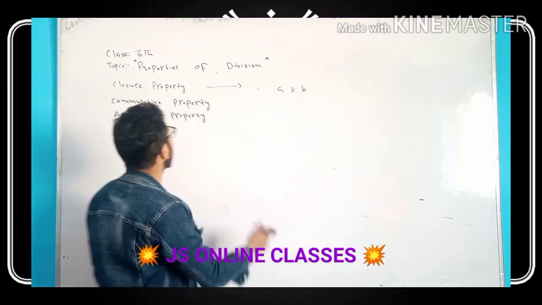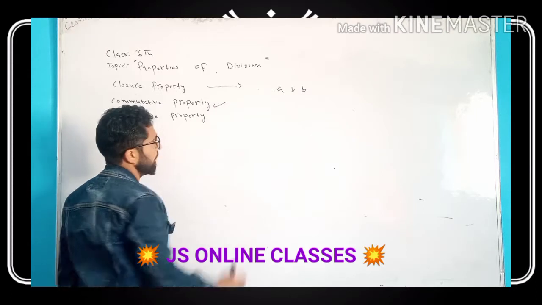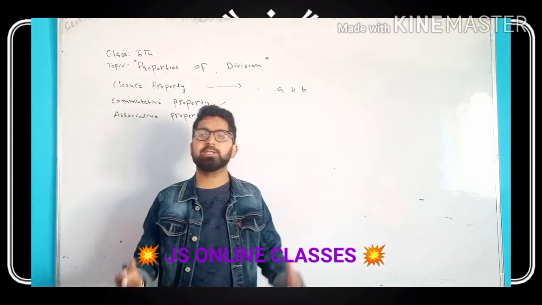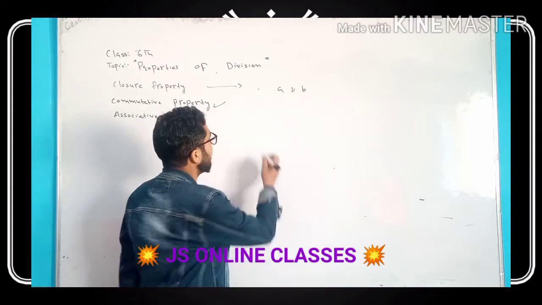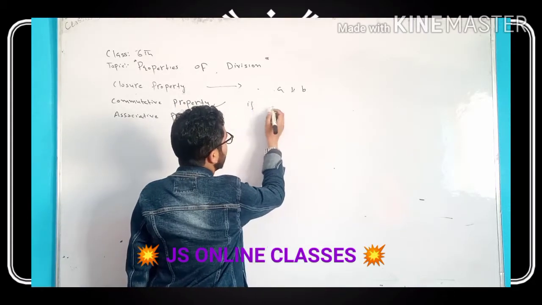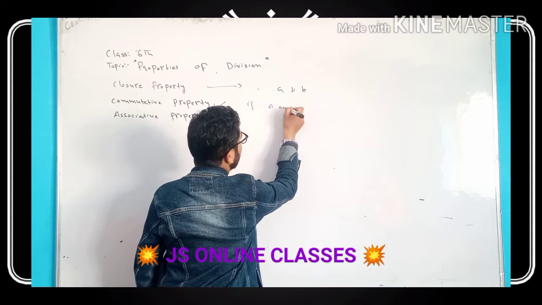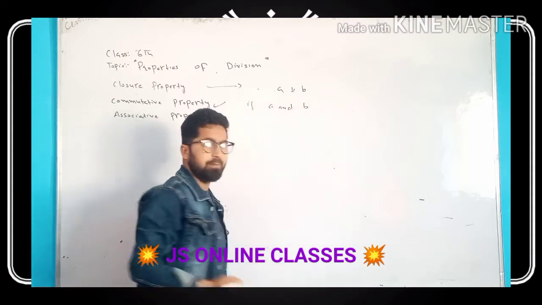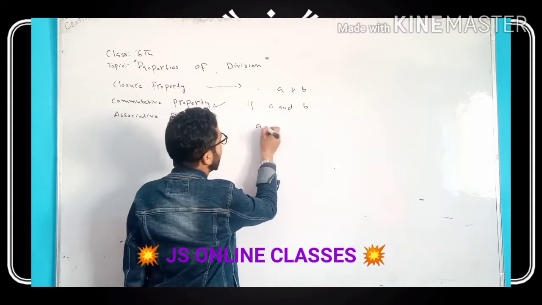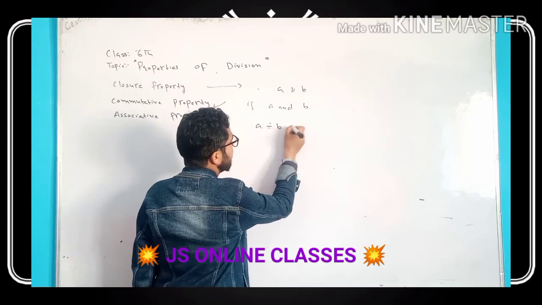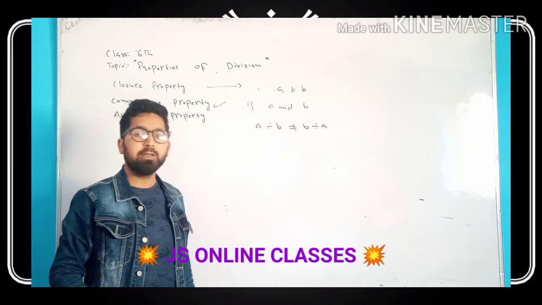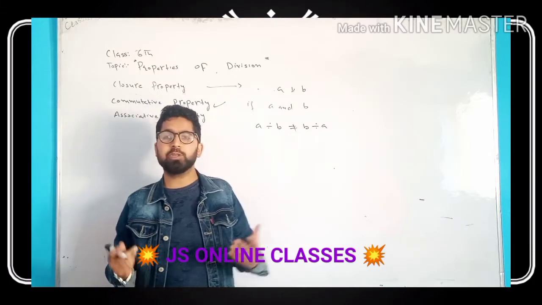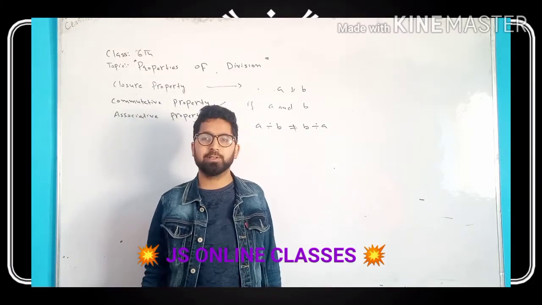So we have another property, it is commutative property. What does commutative property state in division? In division, commutative property states that if A and B are two whole numbers, then A divided by B is not equal to B divided by A. So we can say in division, commutative property also does not work out.